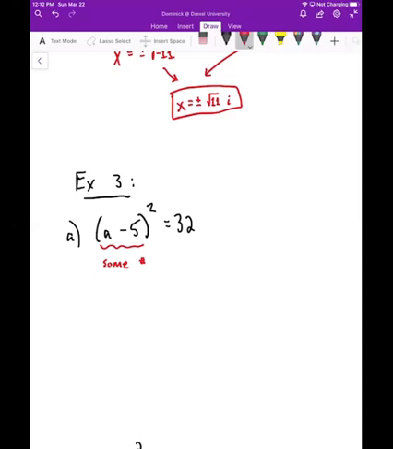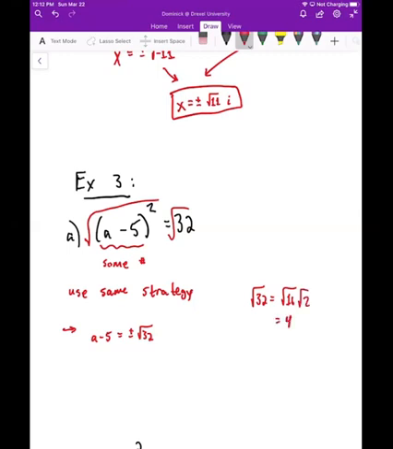So now if we use sort of the same strategy, and we square root both sides, well then the left side will become just a minus 5, right? If I square root this and square root this, then we get a minus 5 is equal to plus or minus whatever the square root of 32 is. And of course, 32, we could write as 16 and 2.